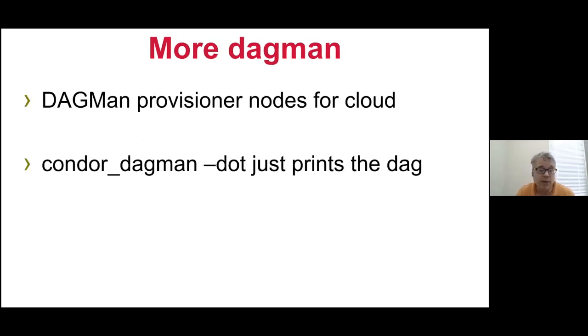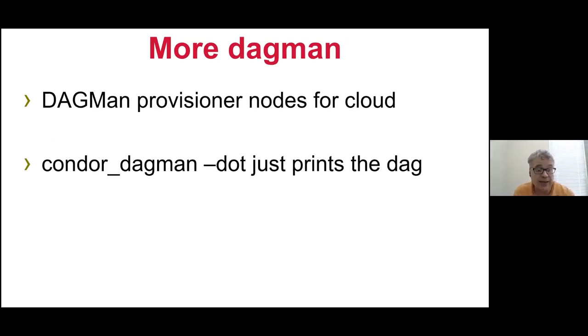There's a few other DAGMan features we've added. We've added provisioner nodes for the cloud. So there's a special kind of node that runs essentially alongside the DAG for the duration of the DAG. And the idea here is this provisioner node can create, with maybe the Condor Annex or other tools, resources for the rest of the DAG to run on. And as long as that provisioner node is running, the rest of the DAG can run. And that provisioner node, when the DAG is done, can shut down the cloud resources at the end of the DAG when it doesn't need them anymore.